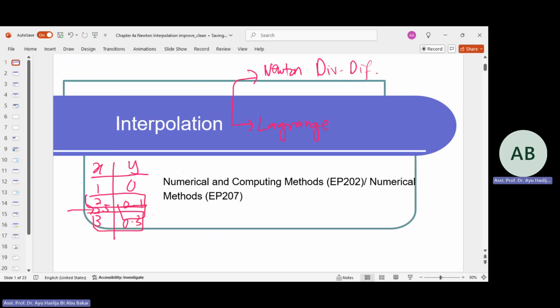Same concept as your slope. You want to find your slope. Let's say you want to find y for x equals 2.5. So you need these values: 2, 3, 0.1. So for interpolation, in order for you to find this, you need to do the interpolation. There are two methods, Newton and Lagrange.